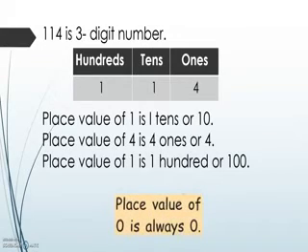Now the place value of 0 is always 0. Just remember, place value of 0 is always 0, wherever the place of 0 is. If the 0 is at 1's place, its place value is 0. If the 0 is at 10's place, then also the place value of 0 is 0. If the 0 is at 100's place, then also the place value of 0 is always 0. Wherever 0 is there, the place value will be 0.